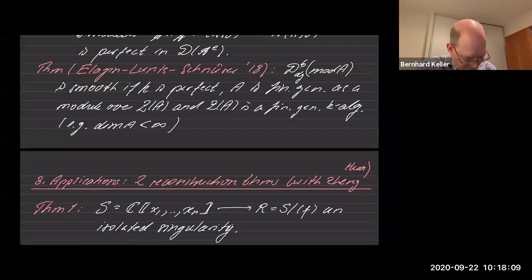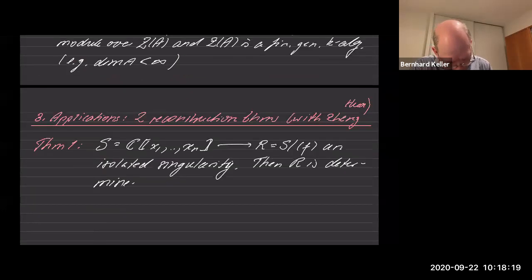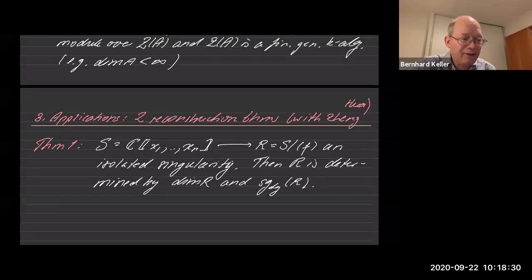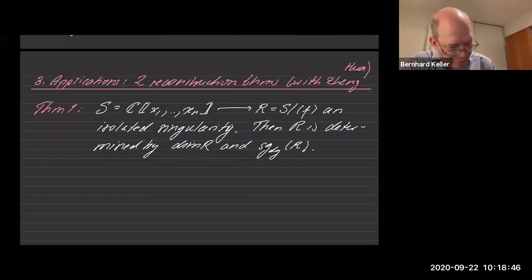So R is determined by its dimension and the DG singularity category. And you do need the dimension because of Knörrer periodicity. Yes, so Knörrer periodicity gives you lots of examples where the singularity categories are the same, but the dimension differs by multiples of two. And let me sketch the proof.